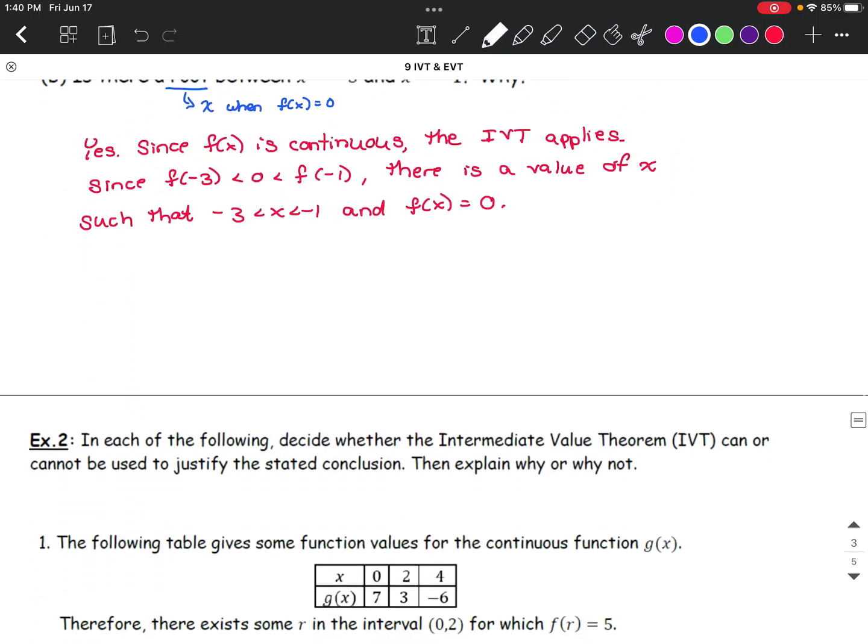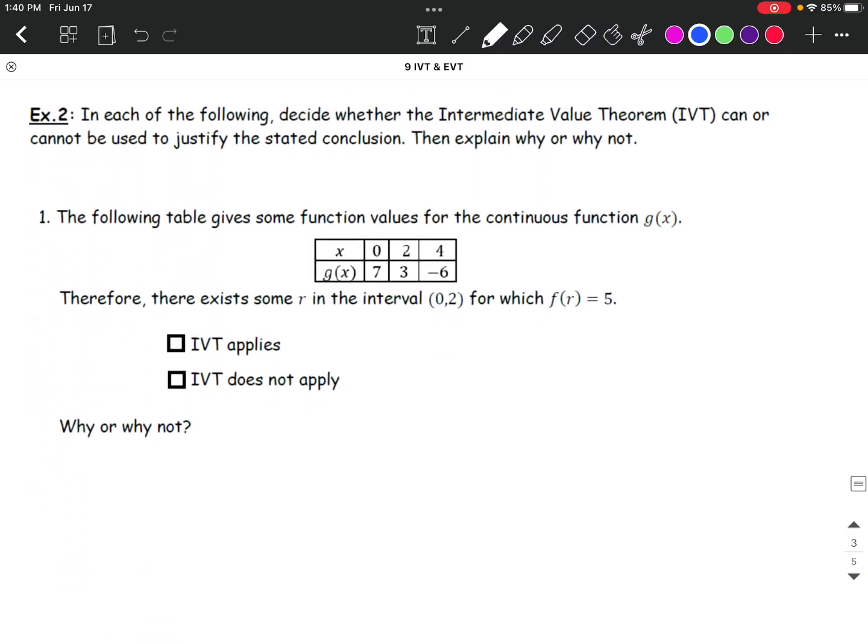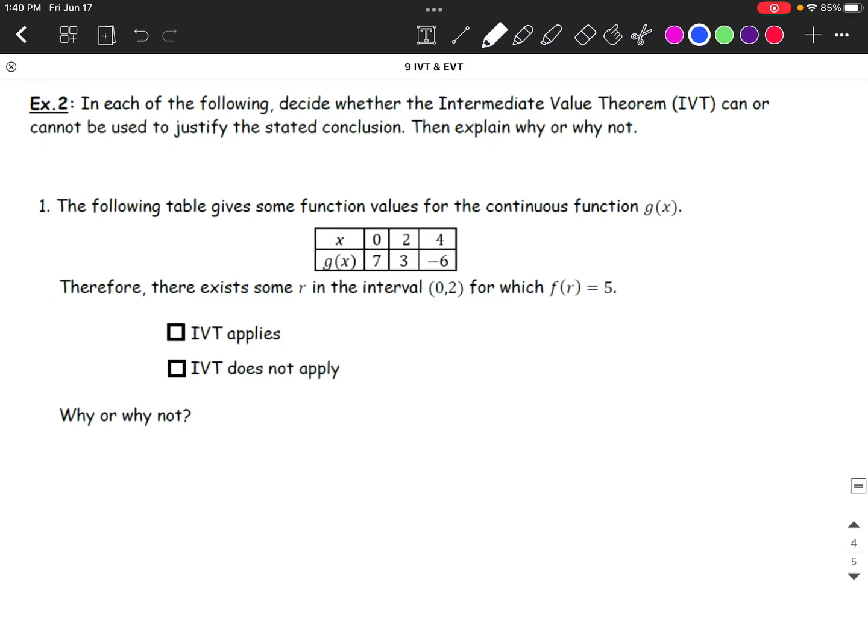Now I just want to practice whether or not the intermediate value theorem applies. So in each of the following problems here, we're going to decide whether the intermediate value theorem can or cannot be used to justify the stated conclusions. And then you have to explain why it can or can't. So here we go. The following table gives some function values for the continuous function g of x.